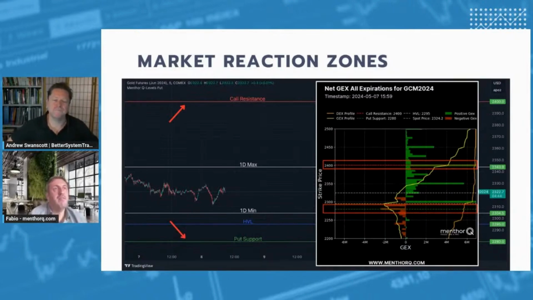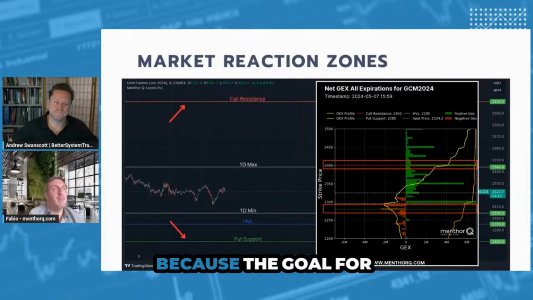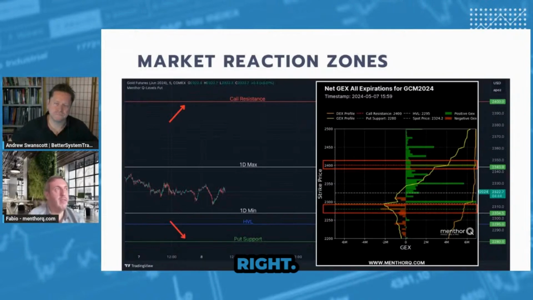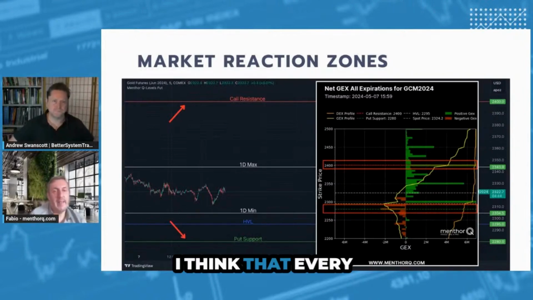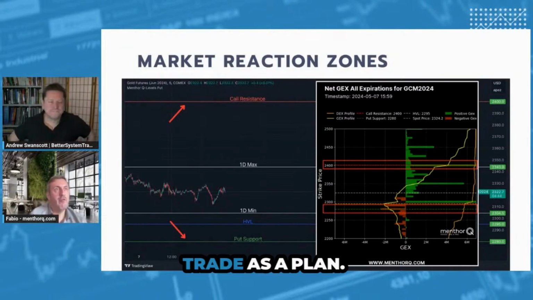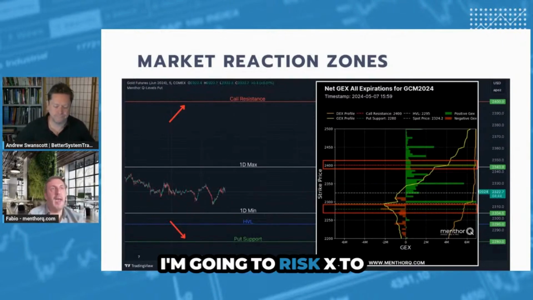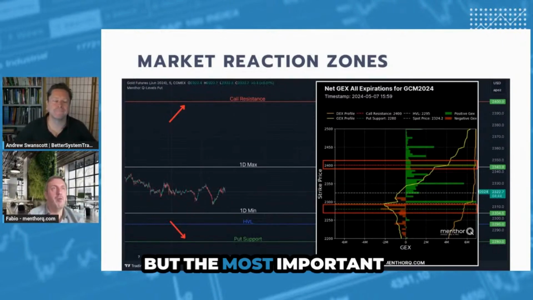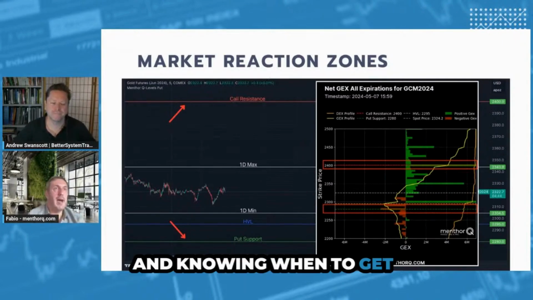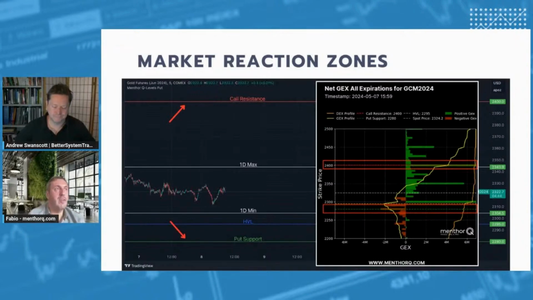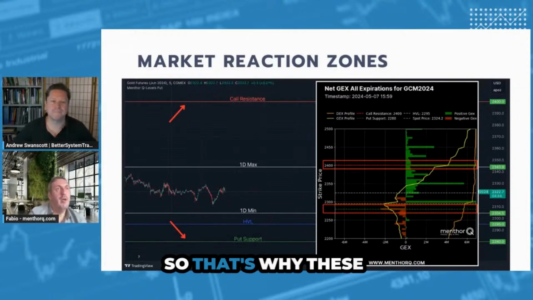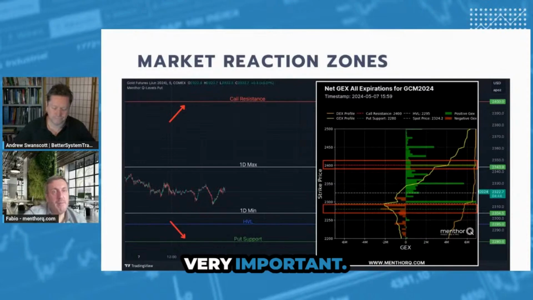But this becomes very valuable when you are looking to take profit, because the goal of trading is not to make money, but to not lose money, right? That's the most important part. I think every trader should look at a trade as a plan. I have an idea, I'm going to risk X to make Y, but the most important part is always not to lose on your trade. And knowing when to get out or when to stop is equally as important as saying, hey, I'm making 10X on a trade. That's why these reaction zones become very important.